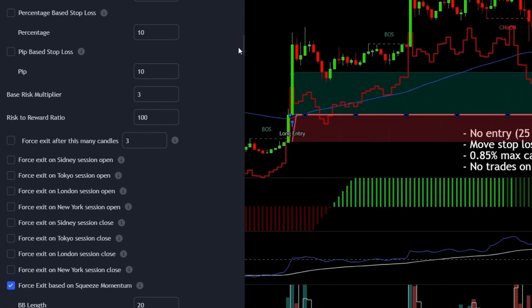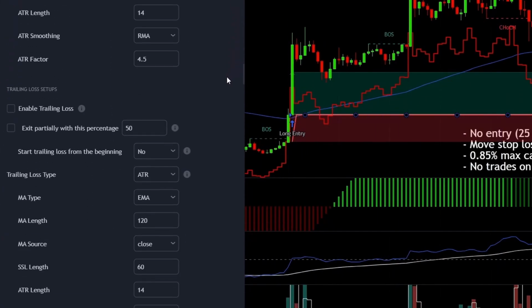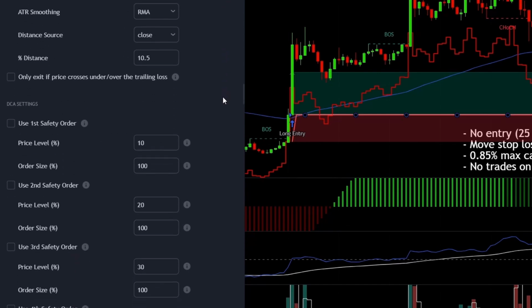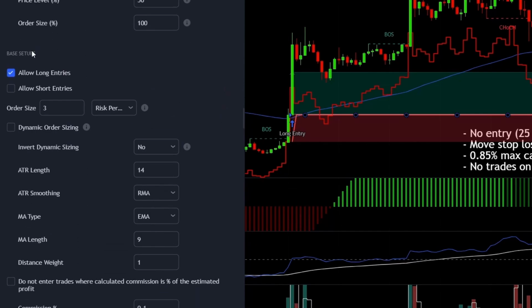Back to the script. We are not using a trailing stop loss as we are using a squeeze momentum force exit. Here is the base setup. We only allow long entries, and we are using a 3 risk percentage current setup, which means that on each trade we are risking 3% of our capital, and the position sizing is compounding.